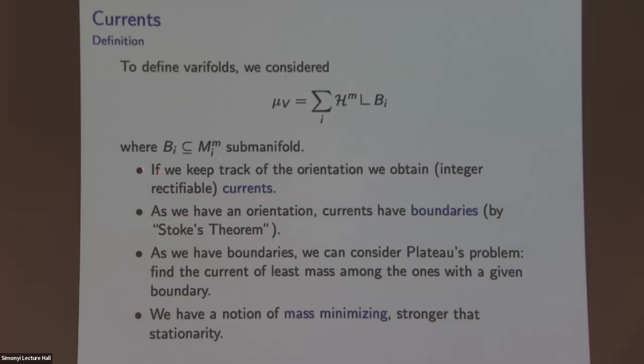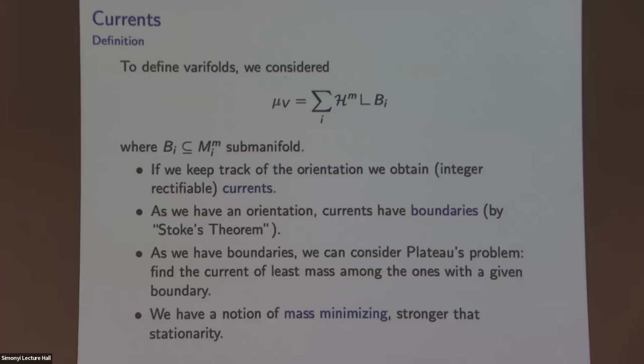Now, I don't want to be precise, but currents are some sort of stronger definition that involves a kind of orientation. But what you can do when you have an orientation is to define a sort of boundary. And so I think it's useful to think about Stokes' theorem for the integration on oriented manifolds. This tells you that if you have an oriented manifold, then you can integrate the differential of a differential form and look at the boundary of your manifold. And so in this way, we have a formula involving a boundary.